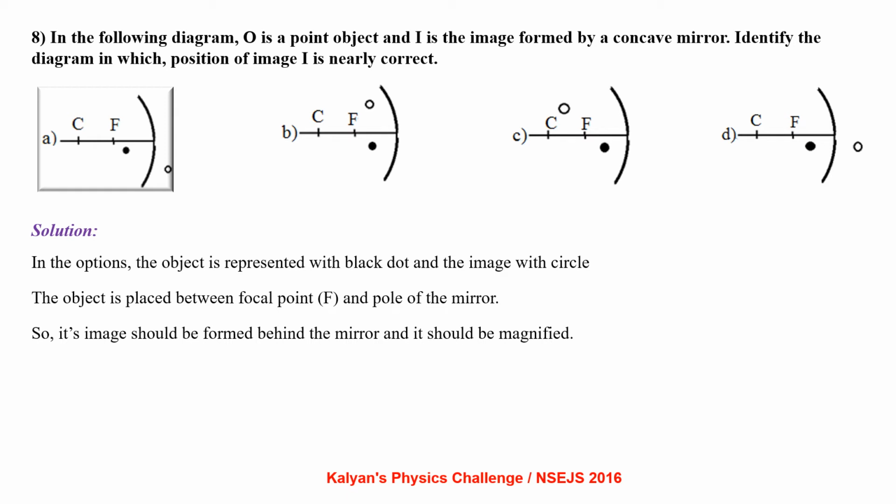The object is placed between the focal point and the pole of the mirror. So its image should be formed behind the mirror and it should be magnified. So the correct option would be the first diagram.